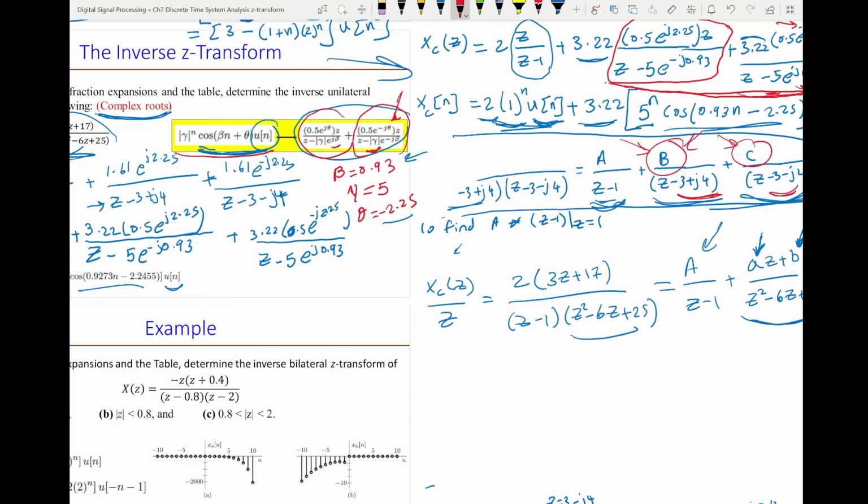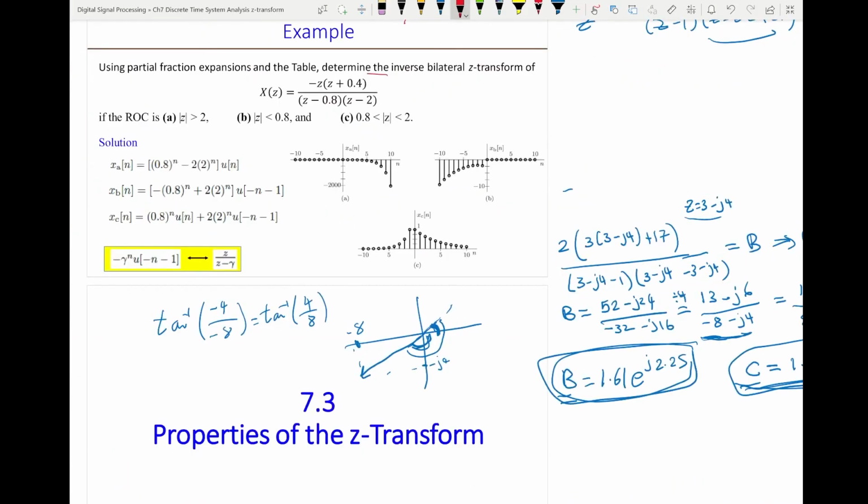Okay, the last example involves a z function, but it's unilateral and bilateral.